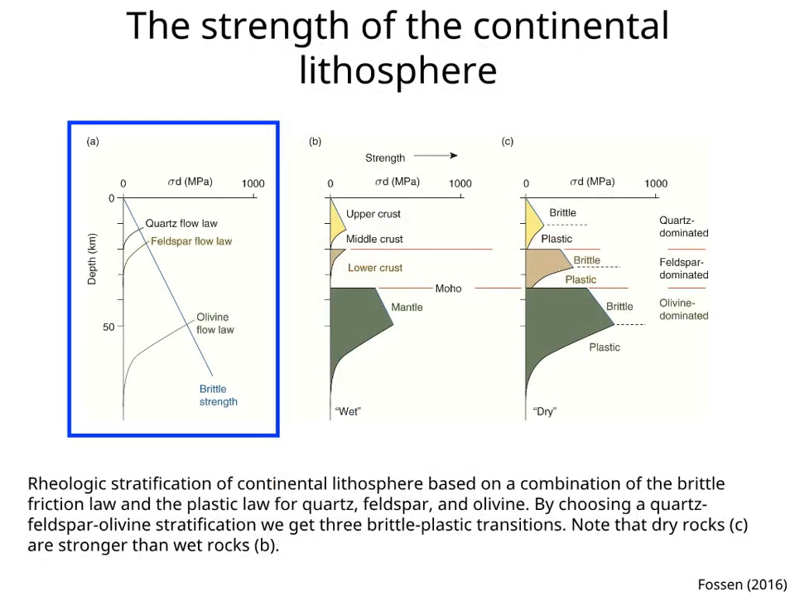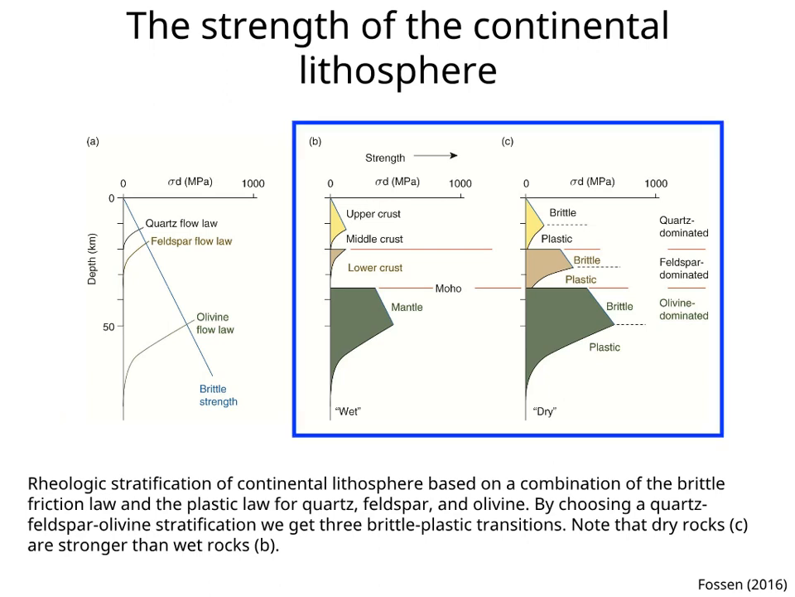If we look at the continental lithosphere, which includes the crust and the lithospheric mantle, we can reconstruct the strength profile as indicated in Figure A by combining a brittle failure envelope, which is the blue line, a quartz plastic flow law for the upper crust, a feldspar plastic flow law for the lower crust, and an olivine plastic flow law for the mantle. This results in different strength profiles for the upper crust, lower crust, and mantle. Figure B is for wet rocks, and Figure C is for dry rocks. Notice that dry rocks are stronger than wet rocks.